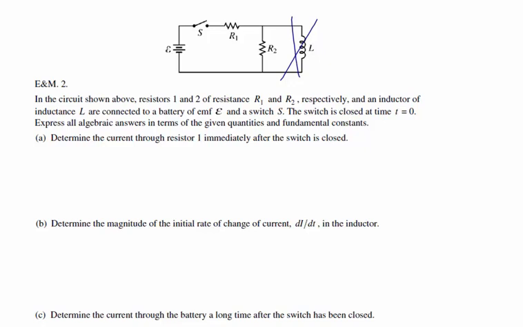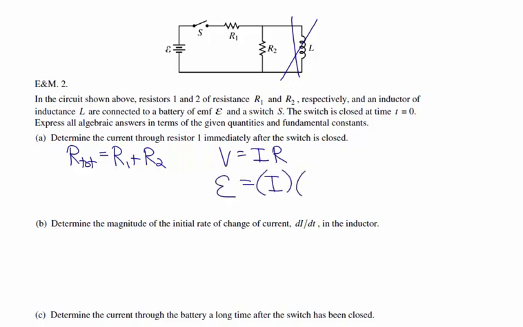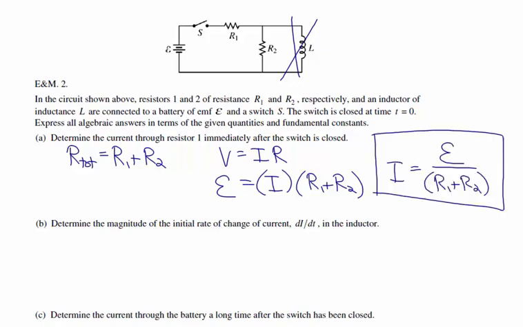Those two resistors are in series, so the total resistance is R1 plus R2. The current through resistor 1 is going to be the total current flowing in the circuit, and from Ohm's law we have that V equals IR. The voltage is the voltage of the battery, and our resistance is R1 plus R2. So if we solve for the current, we get the voltage of the battery divided by R1 plus R2. Again, this is a very simple idea. Once we recognize that we just treat the inductor like a broken circuit, we just have two resistors in series, and it's a simple series circuit.